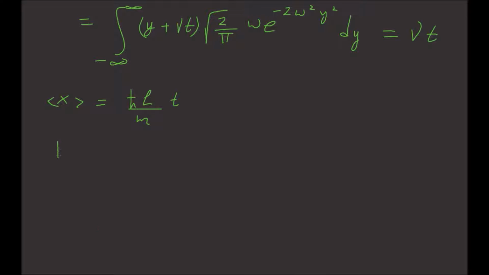So now the expectation value of p is just m times the time derivative of the expectation value of x. And if you do this, you get h bar times L.